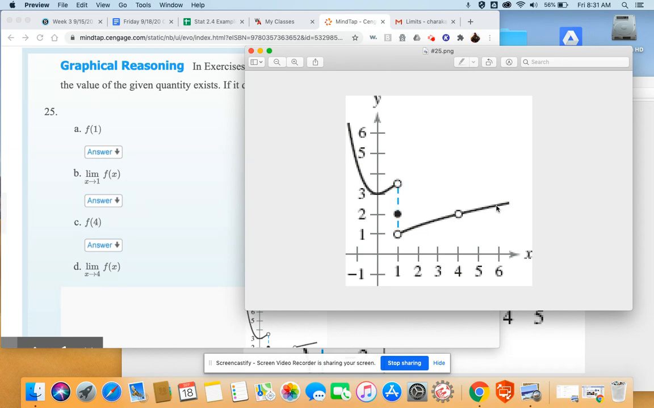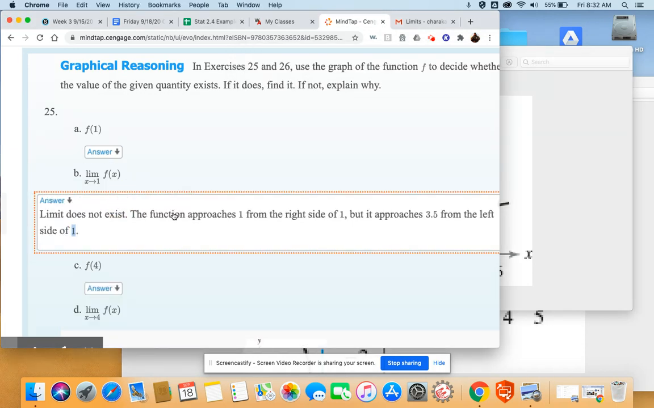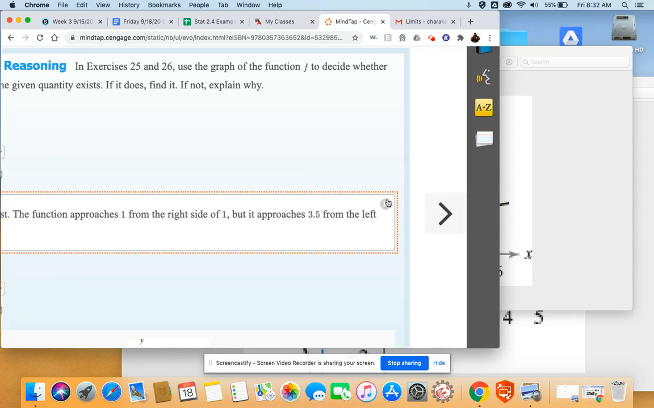On this side, as we trace our graph towards an x value of 1, we're getting closer and closer to a y value of 1. Now, this side is approaching 3.5. This side is approaching 1. They're not approaching the same value. So this is an example of differing behavior, and our answer to part B would be that the limit does not exist. Limit does not exist. The function approaches 1 from the right side, but it approaches 3.5 from the left.